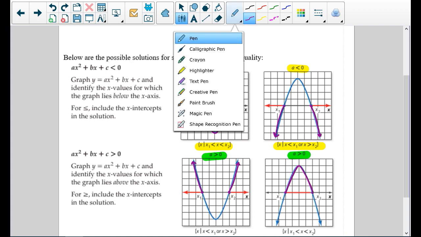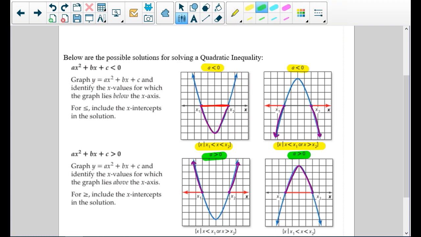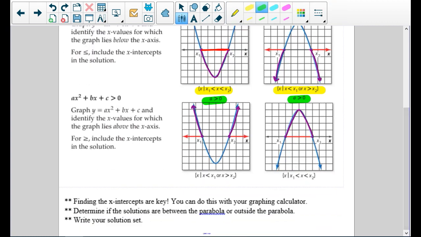So my solutions then, you can see again, on the left side, OR statement, because those x's are going away from each other. And here I'm in between the parabola, so that's that AND statement for my solutions. Okay, these x's, we're just using our x-intercepts. So finding these x-intercepts is key. You can do this with Desmos, graphing calculator. That's going to help us determine what those values are. And then again, we're just looking at what symbols for inequalities we're going to use to show our solution.